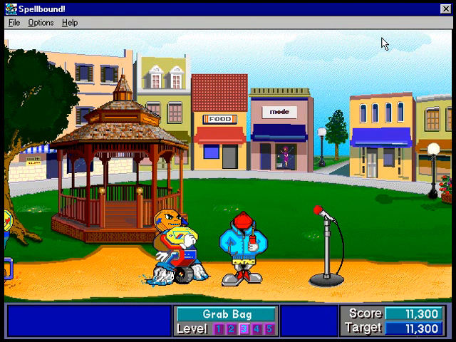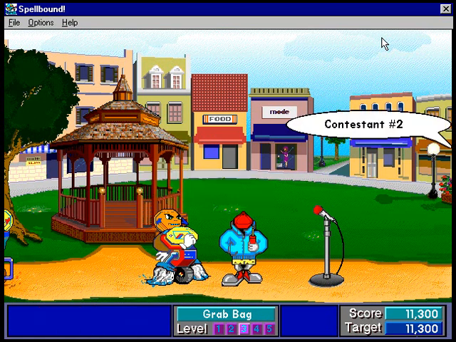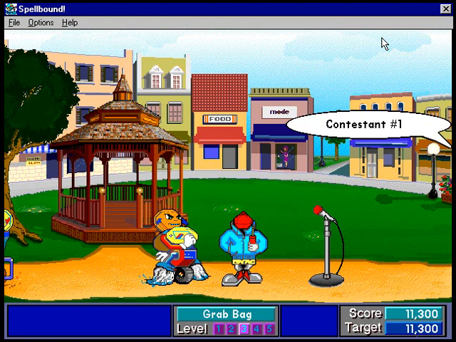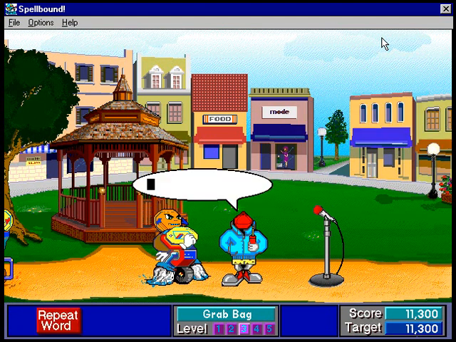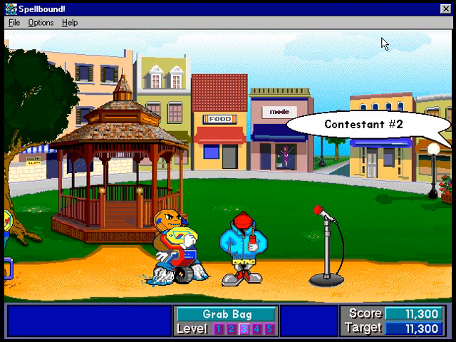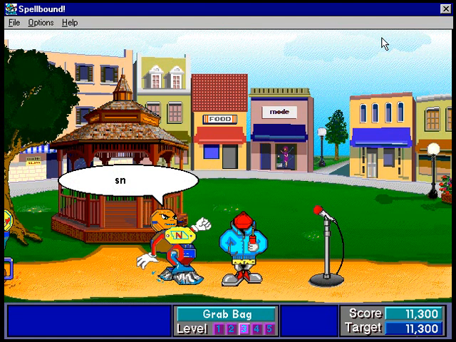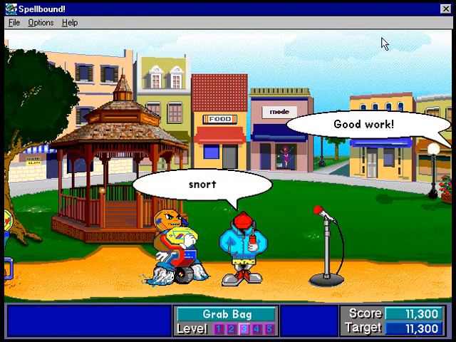Please spell hoot. Way to go, contestant number two. Please spell squeak. S-Q-U-E-A-K. Good work, contestant number one. Please spell the word hiss. That's right, contestant number two. Please spell snort. S-N-U-R-T. Incorrect, contestant. Please spell the word snort. Good work.